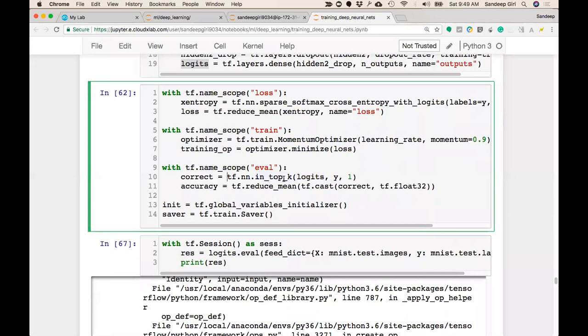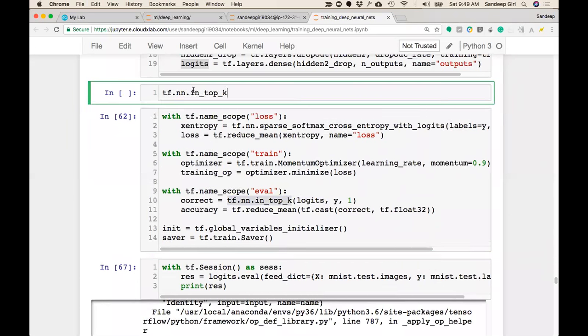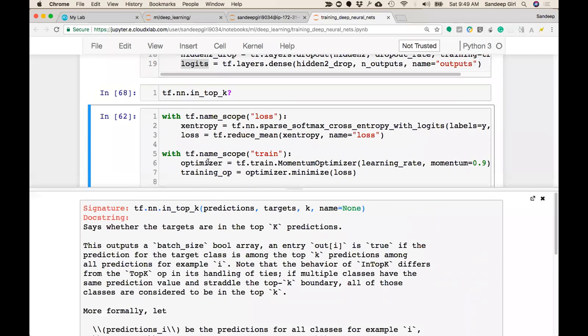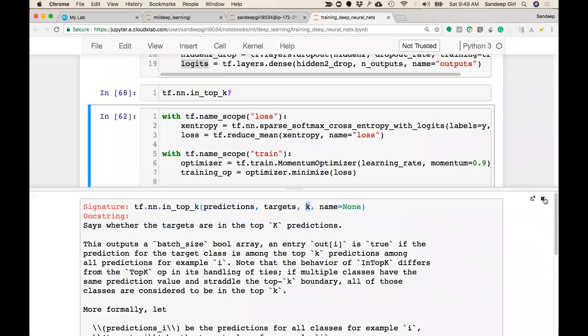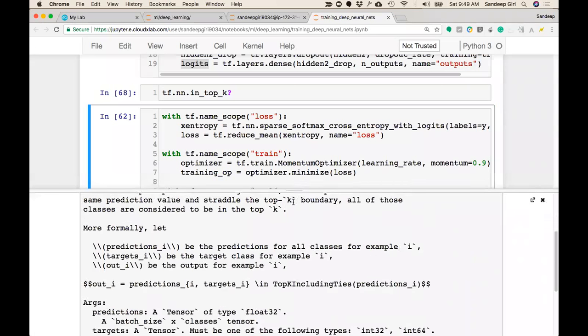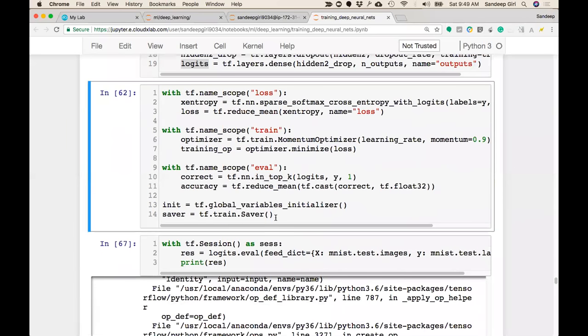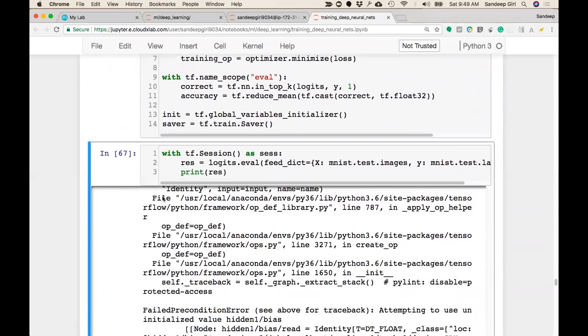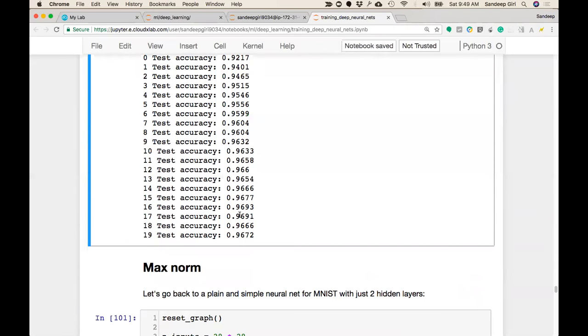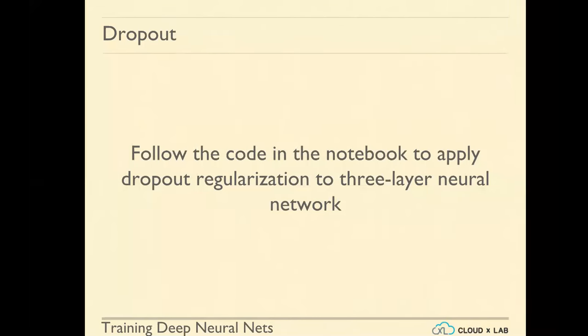You should try this function separately also. Essentially it is finding the top n values, and says whether the targets are in the top k predictions. K is the one that you are passing. You can remove this. So this is how we did the dropout in our code.